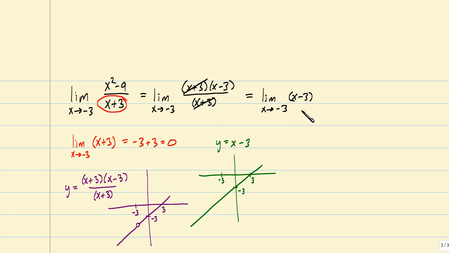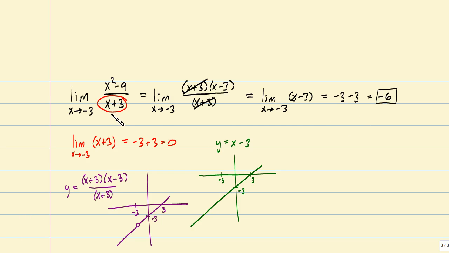Now, when we get to here, we're taking the limit as x approaches negative 3 of what kind of thing here? This is a polynomial function. And we've seen before, we can evaluate such limits just by plugging in the corresponding x value that we're approaching. So this becomes negative 3 minus 3, or negative 6. And that's the value of the limit.